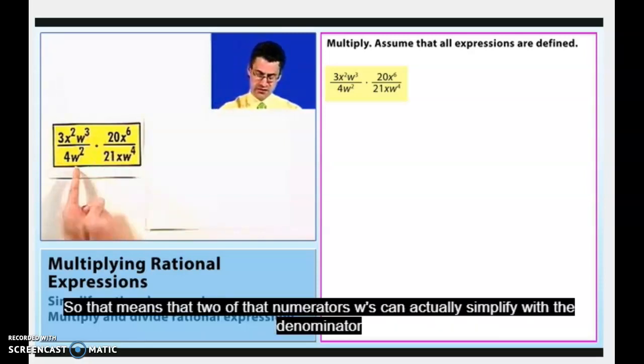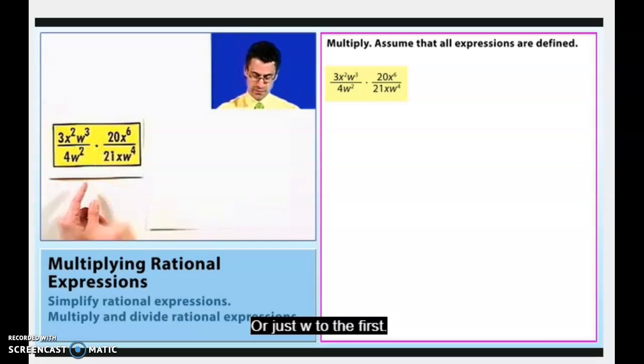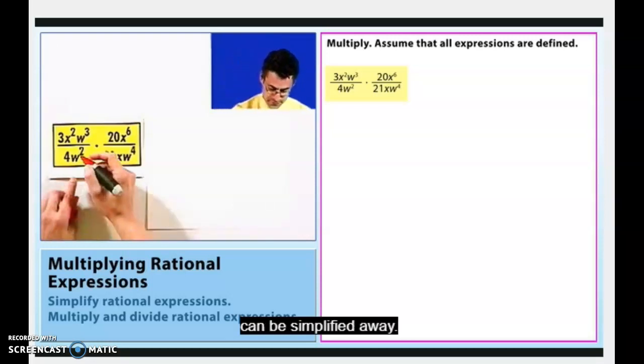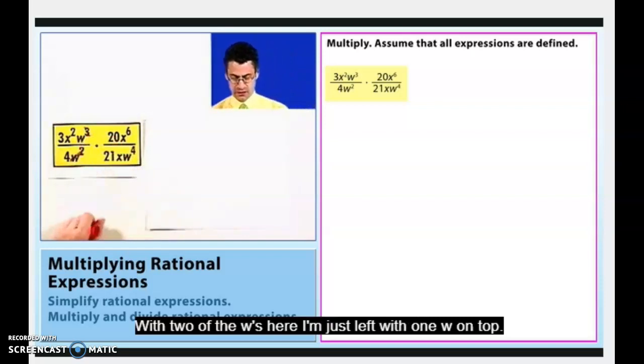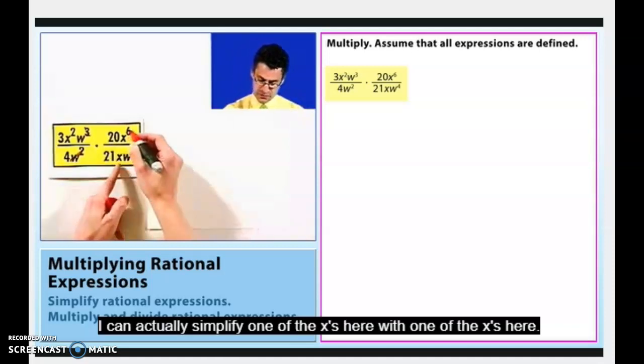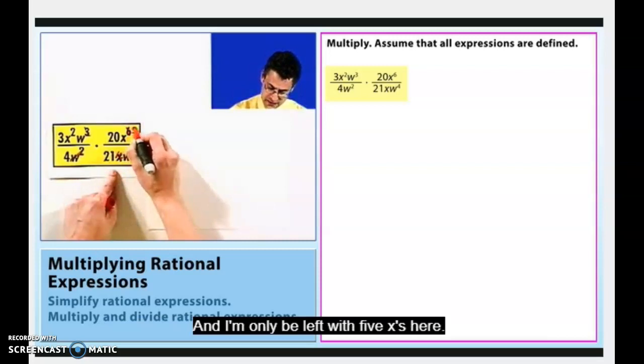So that means that 2 of the numerator's w's can simplify with the denominator. Or you can think about it as w raised to the 3 minus 2 exponent, or just w to the first. In particular, these 2 w's can be simplified away. With 2 of the w's gone, I'm just left with 1 w on top. And here also, I can simplify one of the x's here with one of the x's here, and I'm only left with 5 x's here.